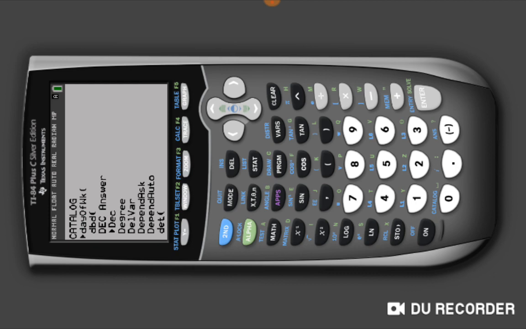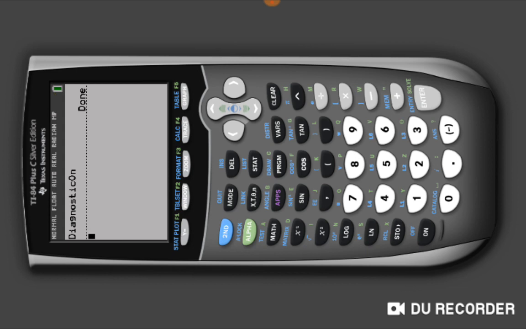But anyways, if you just scroll down till you get to diagnostic on, okay, now there's two of them, right? One of them says on, one says off. You don't want to turn it off. You want to turn it on, right? Hit enter. Hit enter one more time. It should say done. And now you're good to go. And it'll stay on until you clear the memory on your calculator again. So it'll be there. Okay, so we've got the diagnostics on.